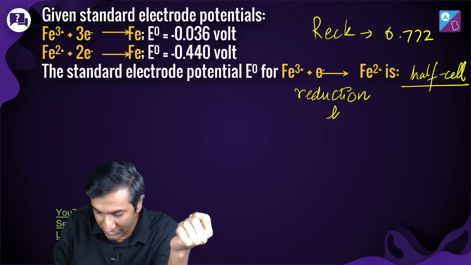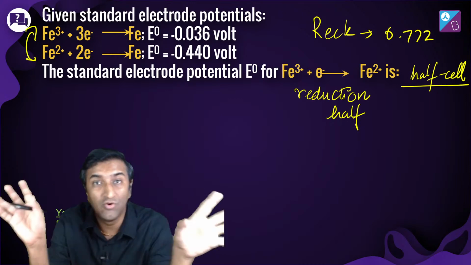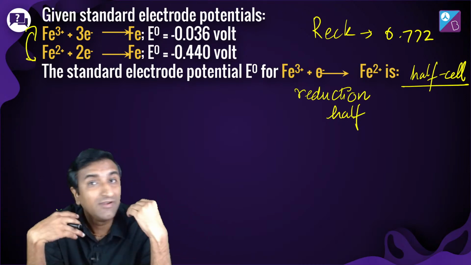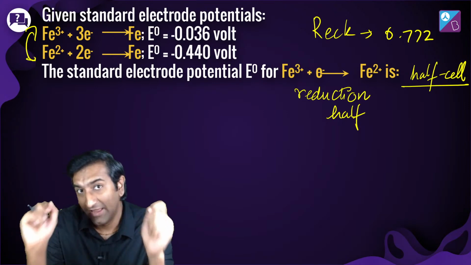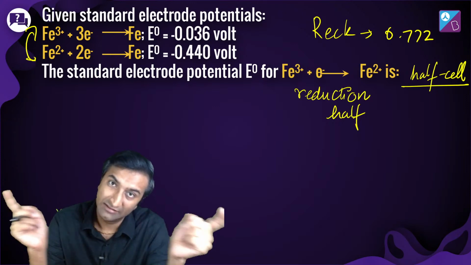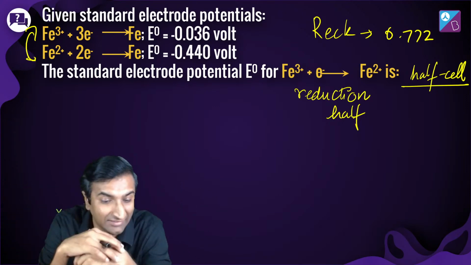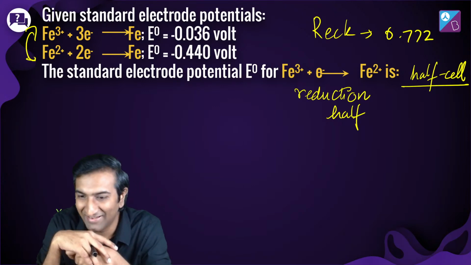Since इसमें सिर्फ reduction हो रहा है, so you cannot simply add and subtract this. मैं आपको अभी बोल रहा था कि E naught is intensive. You cannot just add and subtract E naught. The only time you can add and subtract E naught is if the number of electrons taking part in the reaction are the same, because it gets cancelled out. यही कहानी थी.